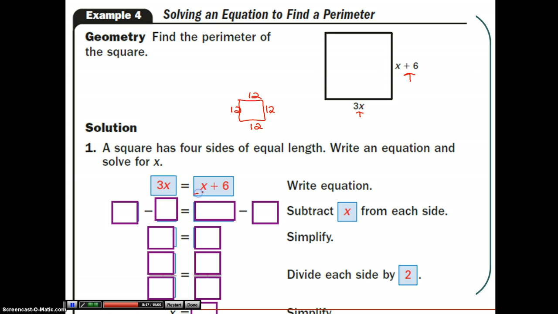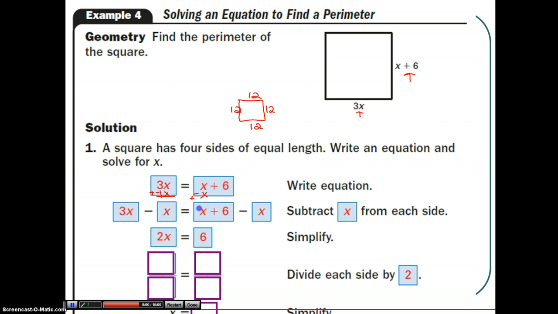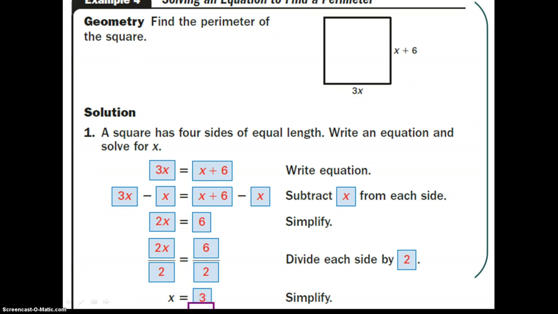I'm going to move this x over by subtracting x or adding negative x. Remember there's that negative 1 there. That's going to make 2x. And then the x's on the right side cancel out. 2x equals 6. Divide by 2. X equals 3.